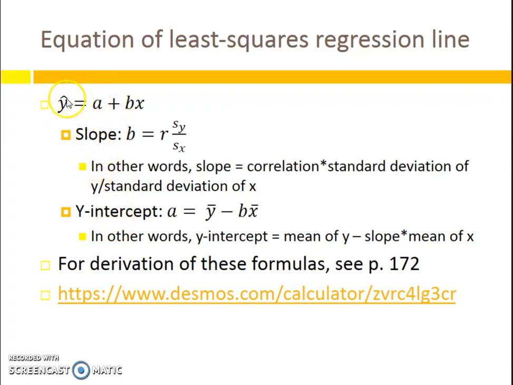Now, sometimes we say y hat equals a plus bx. Sometimes we say y hat equals b sub 0 plus b sub 1 x. And one way we can do it, if we're given our correlation coefficient r and the standard deviations of our x and y values, we can calculate slope. And then using that, and the mean of our x and y values, we can find the y-intercept. If you want to know how these formulas came to be, you can look at page 172.